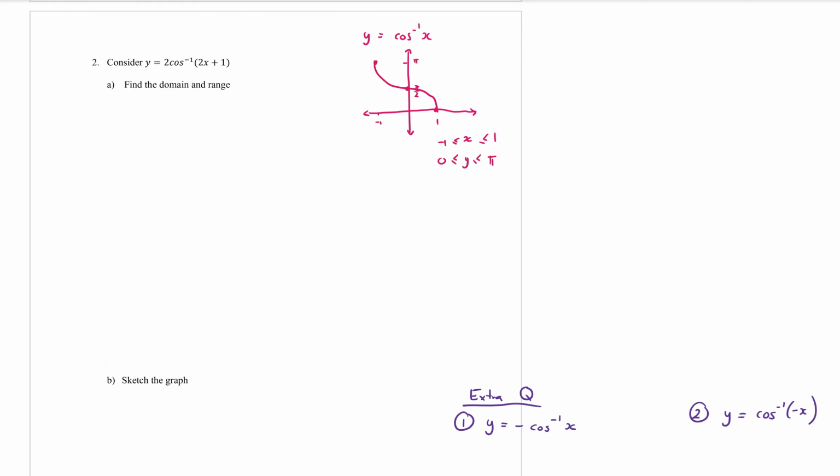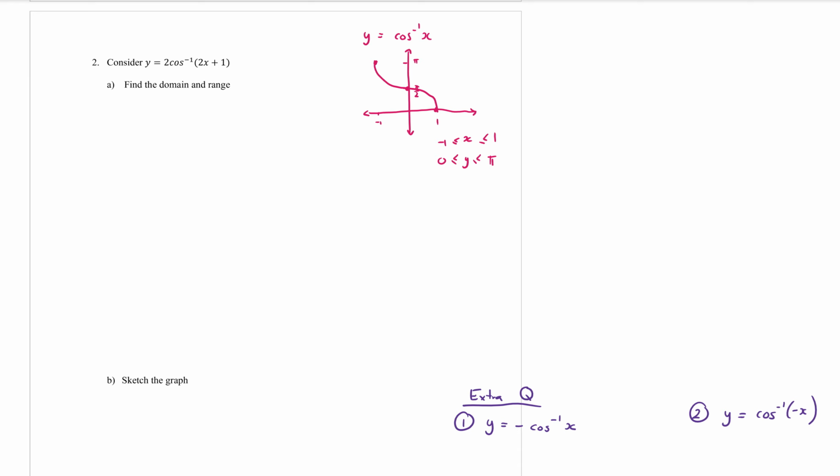Question 2. Now we want to sketch an inverse cos graph. Just for a little reminder, I have drawn the basic inverse cos graph up there in the corner, and I've written the domain and range of it down here. It doesn't say to draw it straight away. The first thing it says to do is to find the domain and range. And I suggest you should always do that, even if it doesn't ask you to, because that's the easiest way to draw it.